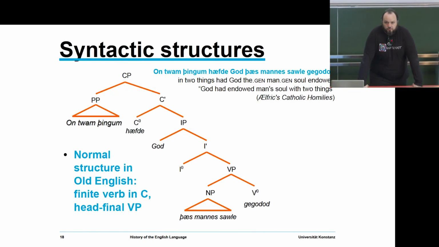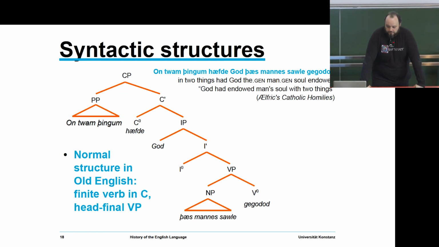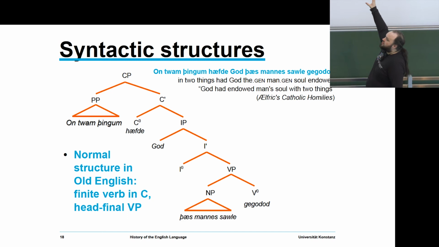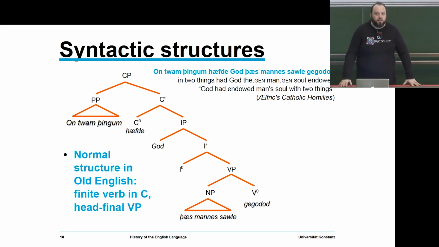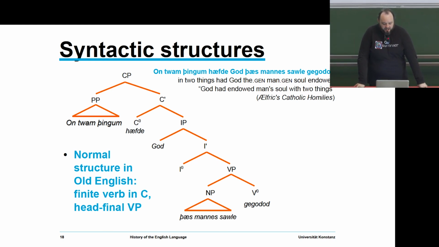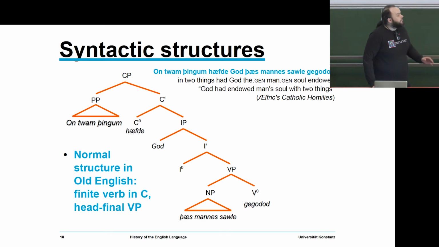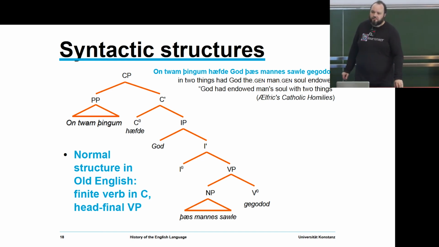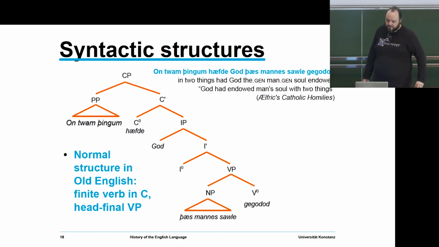Okay, now I promised you we wouldn't talk much about trees, and it won't be in the exam, but if you are the kind of person who likes trees, and you're doing syntax in other courses, then this is roughly what your average tree for Old English would look like. You would put your finite verb in the C position, and you would put your VP as a head final structure. There are different ways of doing it, but this is the normal way of drawing a tree for Old English if you're into that kind of thing.